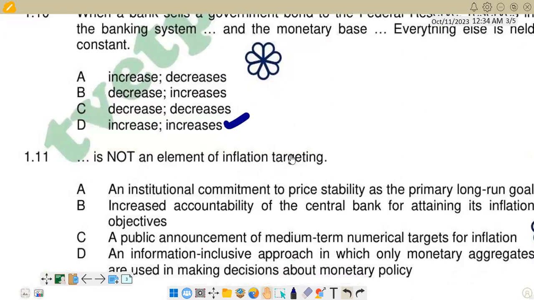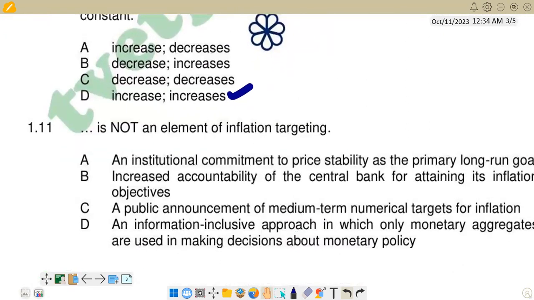1.11 is saying dash is not an element of inflation targeting. Maybe we might start by understanding what we mean by inflation targeting. Inflation targeting is when an inflation rate is targeted, in such a way that there's an inflation rate that is set that the economy wants to operate at. For example, the central bank says that the inflation rate should be at 6%. Then the central bank has to manipulate and adjust the monetary policy in such a way that the inflation rate does not deviate from 6%, but stays within 6%. So we are just setting an inflation rate as the central bank, and then we adjust the monetary policy so that we operate within that inflation rate.